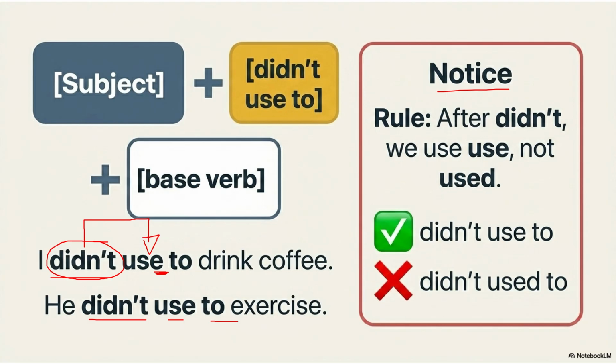Notice the rule. After didn't, we use "use," not "used." Didn't used to, it is wrong to say "didn't used to." This is wrong, sorry. This is wrong. Okay?